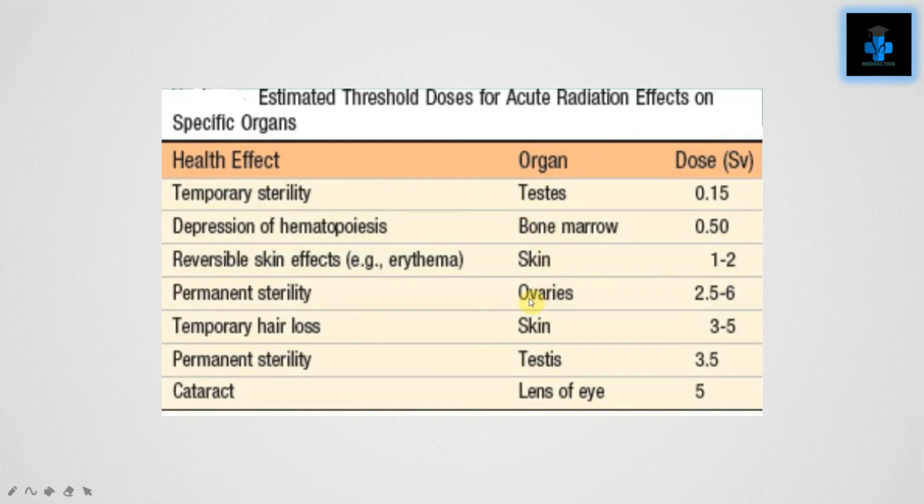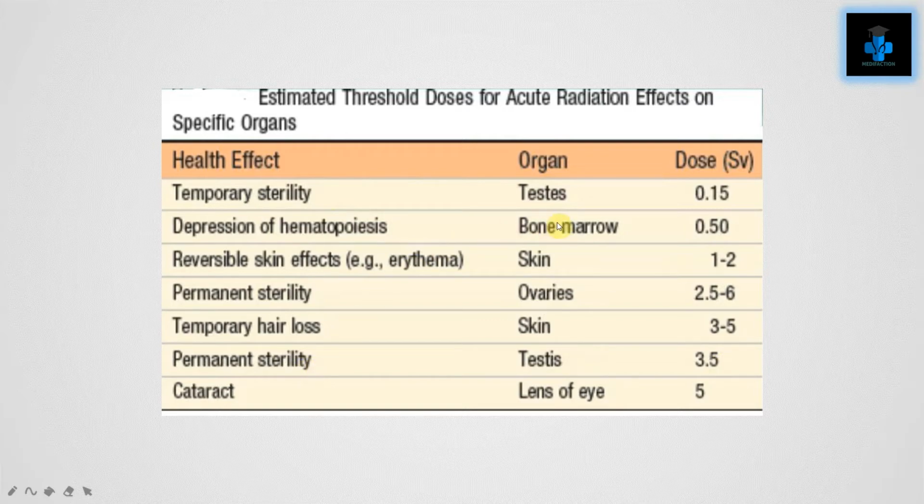This table right here shows the estimated threshold doses for acute radiation effects on specific organs. For example, different doses in sieverts are given to different organs. In case of testis, 0.5 sieverts of radiation, when exposed, results in temporary sterility. Whereas if the dose is high, approximately 3.5 sieverts, it results in permanent sterility.